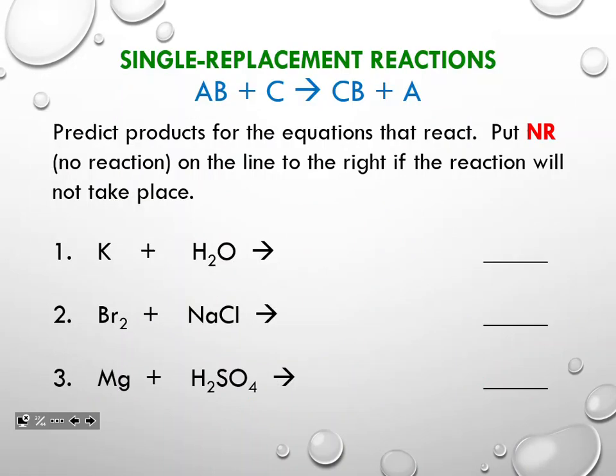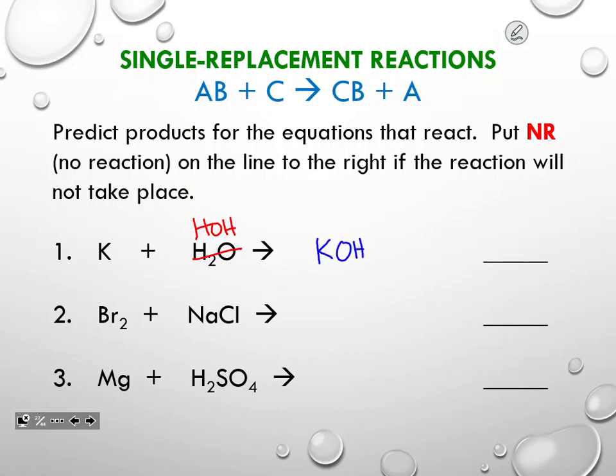So let's look at some examples here. If I'm looking at my activity series, once again, if it's water, I change it to HOH here. Look at your activity series. Is potassium higher up than hydrogen on the activity series? Is it more reactive than hydrogen? Yes, so that means the reaction will occur and the potassium will displace the hydrogen.